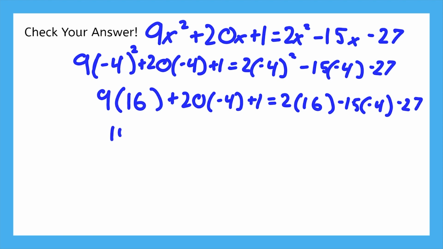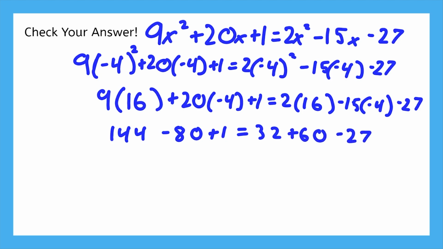9 times 16 is 144. 20 times negative 4 is negative 80. 2 times 16 is 32. And negative 15 times negative 4 is positive 60. Now we just need to combine all these constants together. 144 minus 80 plus 1 is 65. And 32 plus 60 minus 27 is also 65.